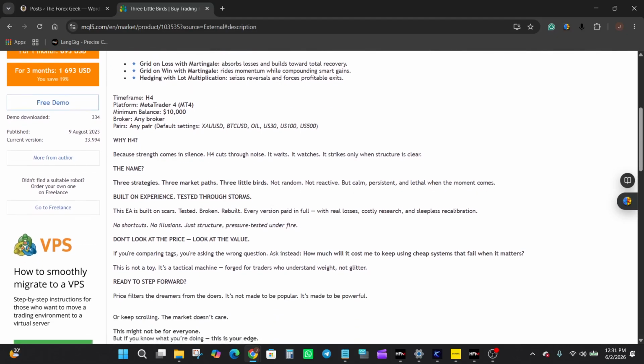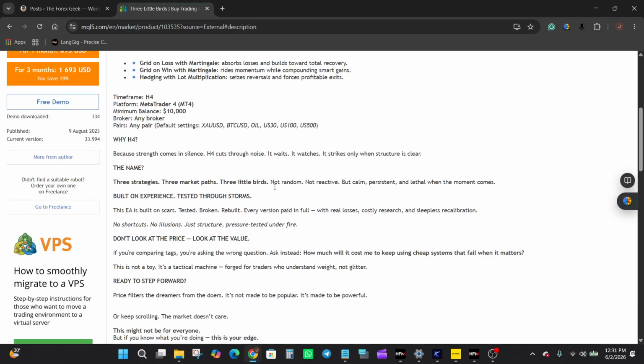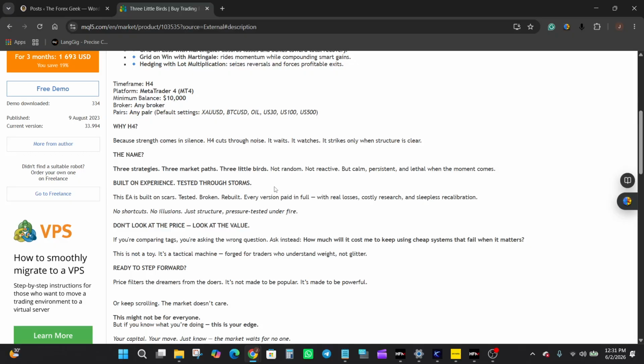Now, as I continue through the page, the developer explains that the system is built around 3 core components working together. Grid on loss with martingale, grid on win with martingale, and a hedging approach using lot multiplication. The idea here is that different market conditions are handled through different internal mechanisms depending on how price behaves. Another key point highlighted is that the EA is structured around recovery and equity protection logic, meaning it is designed to manage both drawdown phases and trending phases through layered trade management.